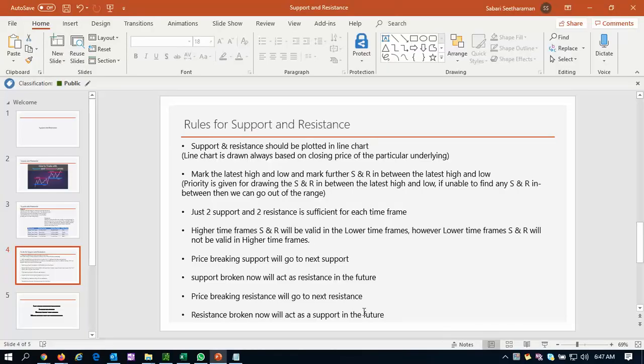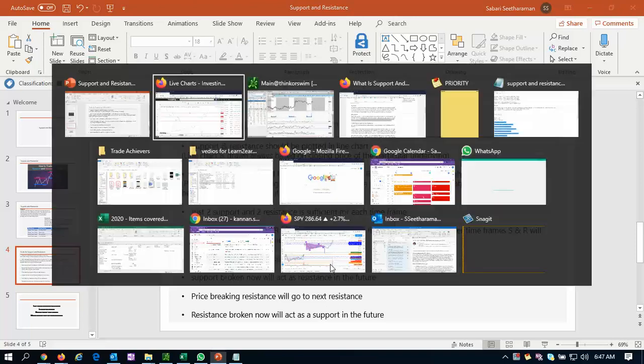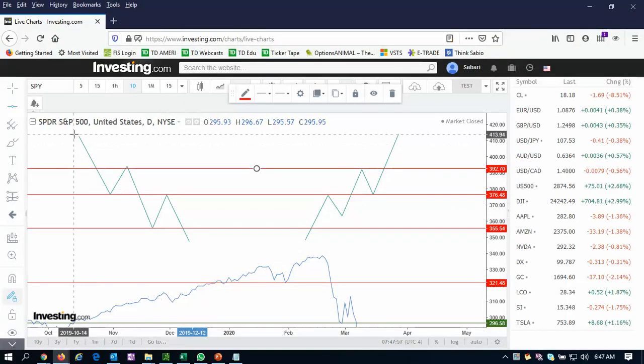Coming to the rules again: price breaking support will go to the next support. In this picture, price falls, it took a support here and went up, and again it goes to the next support.